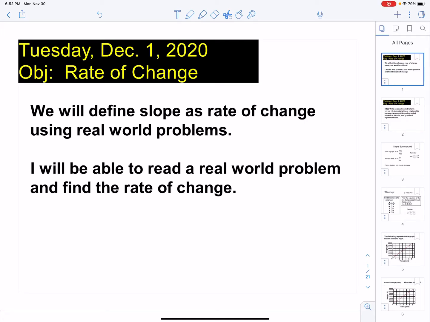Hello students, today we're going to talk about slope as a rate of change. So today we're going to define slope as a rate of change using real world problems. By the end of this lesson you're going to be able to read a real world problem and find the rate of change. That's what I want you to be able to do at the end of this lesson.